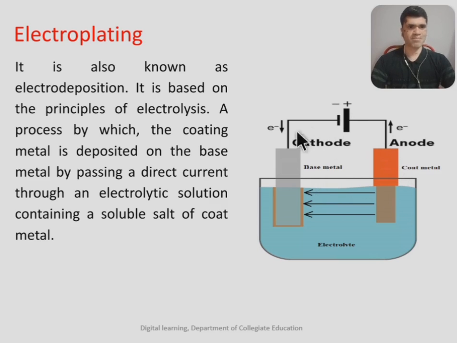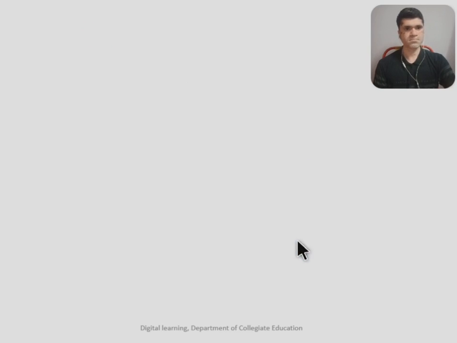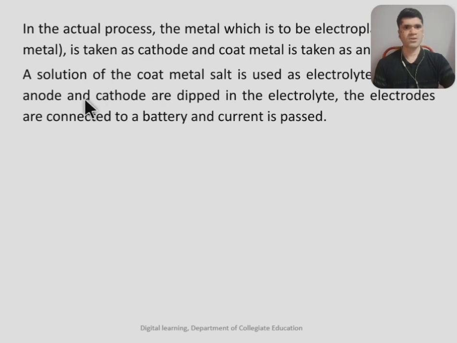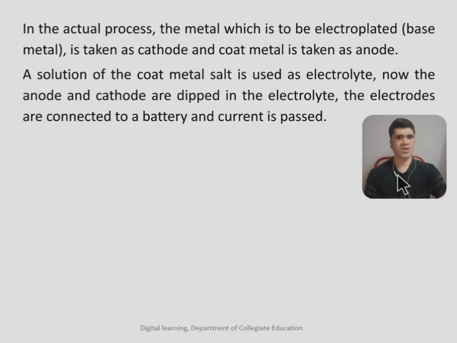So when electricity is applied, what happens here is that from the copper metal, the copper dissolves as ions and gets deposited on the cathode. So this type of coating is carried out by using electricity, and hence it is called electroplating. In the actual process, the metal which is to be electrodeposited is taken as cathode and the coat metal as anode. A solution of the coat metal salt is used as electrolyte. Here, copper is the coat metal and copper sulfate is used as electrolyte.